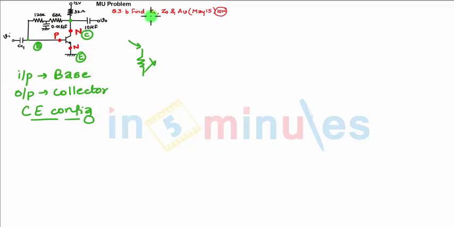Now we need to find Zi, Zo, AV for 10 marks. So this was the problem in the paper. We need to find the input impedance, output impedance and voltage gain.